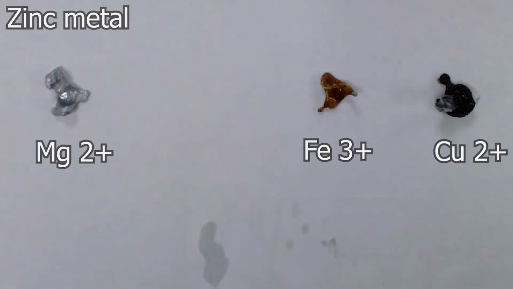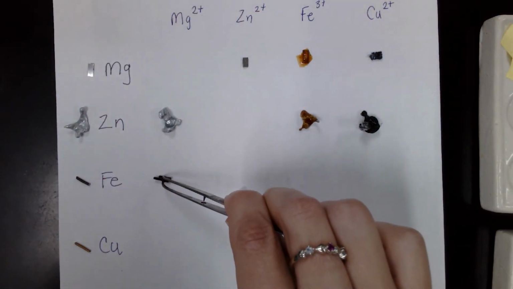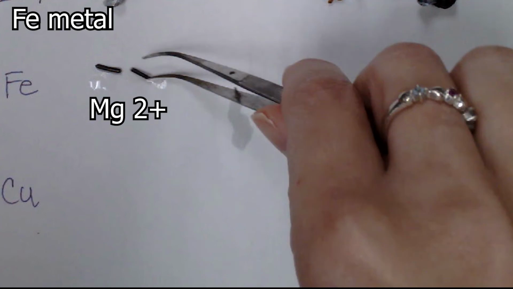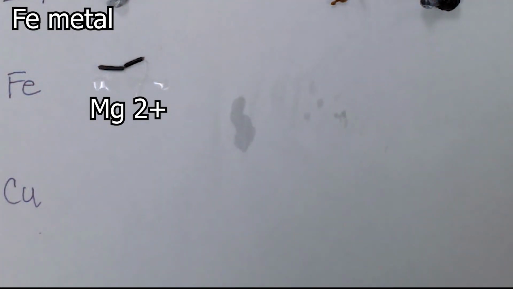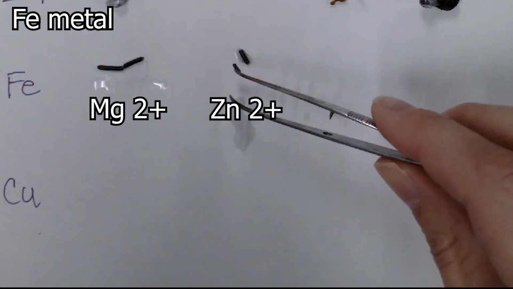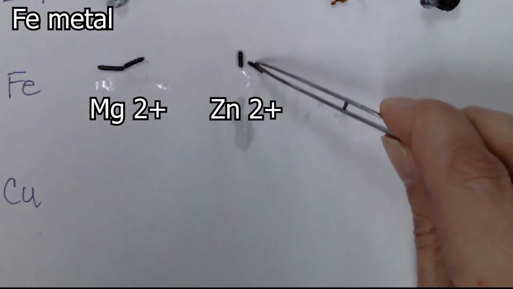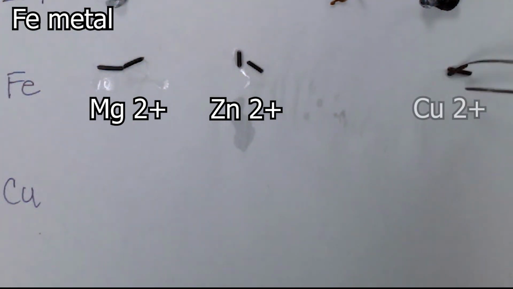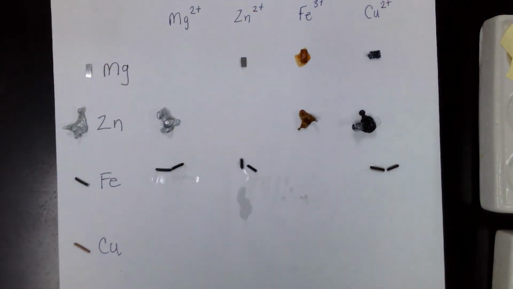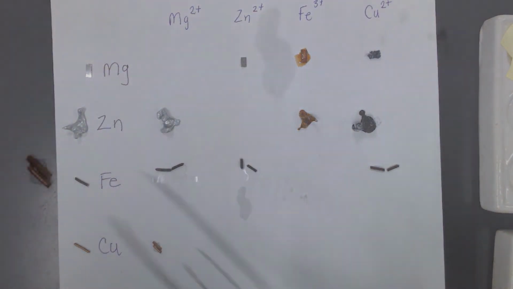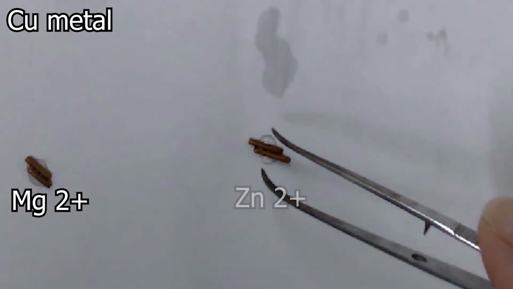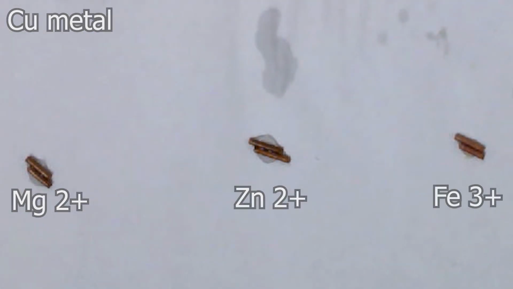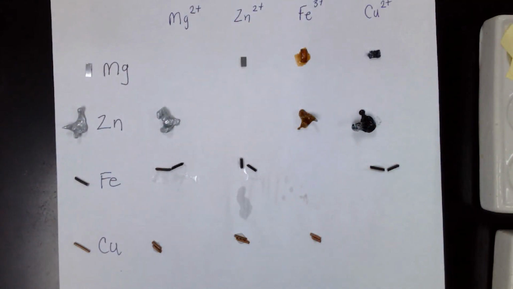Okay, moving now to iron. Here's our iron with magnesium. Here is the iron with the zinc. And here is the iron now in the copper solution. Okay, now moving now to copper. Copper and magnesium. Copper and zinc. And copper and iron. Okay, so here are the metals.